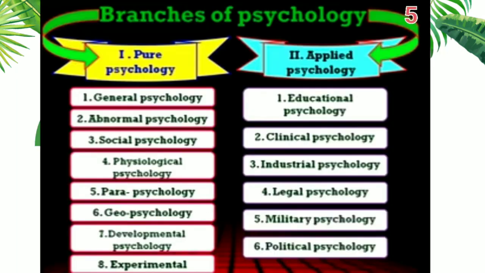Pure psychology comes under general psychology, abnormal psychology, social psychology, physiological psychology, parapsychology, geopsychology, developmental psychology, and experimental psychology. And applied psychology includes educational psychology, clinical psychology, industrial psychology, legal psychology, military psychology, and political psychology.